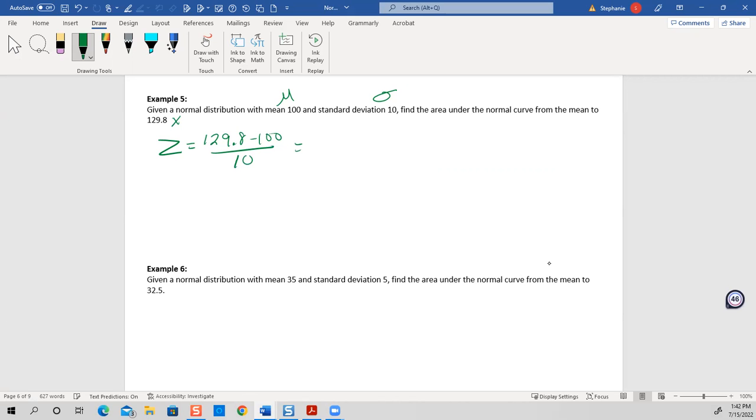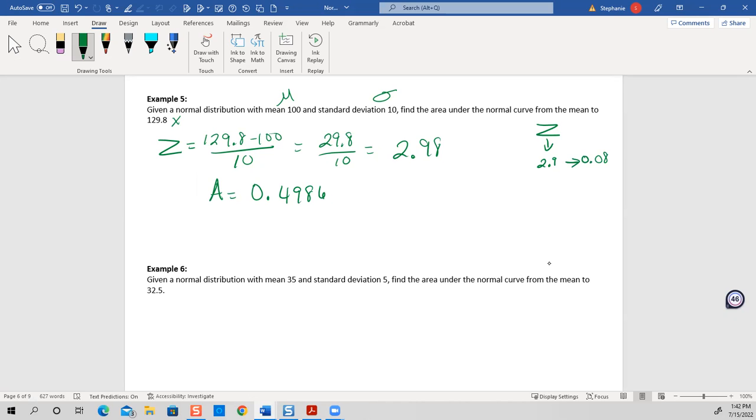So 129.8 minus 100 is 29.8, divided by 10. We get 2.98. So we're going to take this number and go to the z-table. When we go to the z-table, we're going to go down 2.9, and then go across to 0.08, and we will get our value. And the area for this is 0.4986.